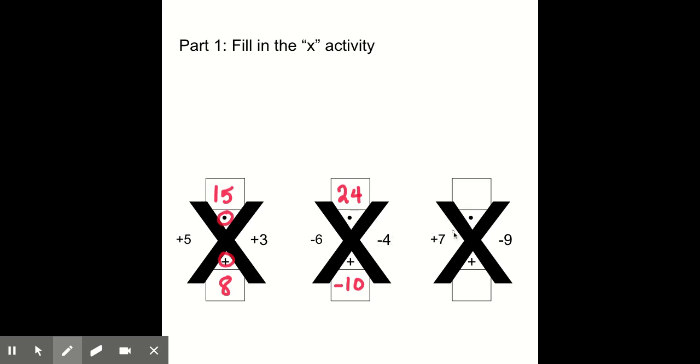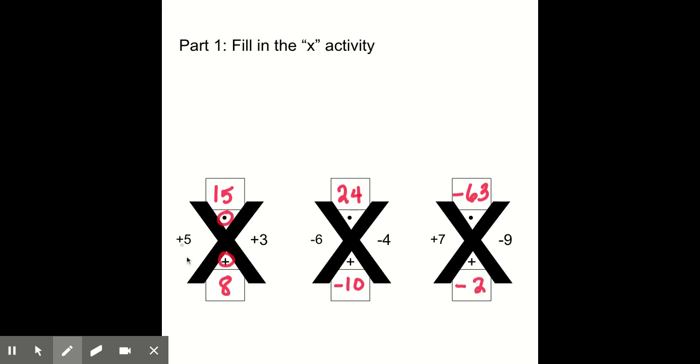Positive 7 times positive 9 is going to give us 63, but that's going to be a negative 63. I think I said positive 9, I meant negative 9. So positive 7 times negative 9 is a negative 63. And then 7 plus negative 9, or 7 minus 9, is going to give us a negative 2.